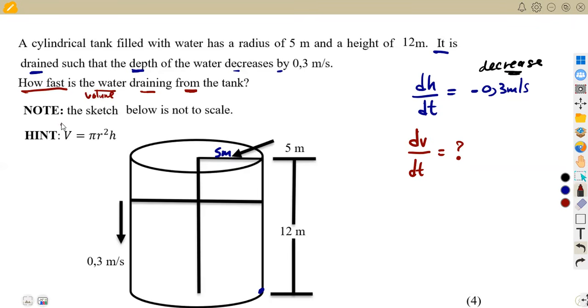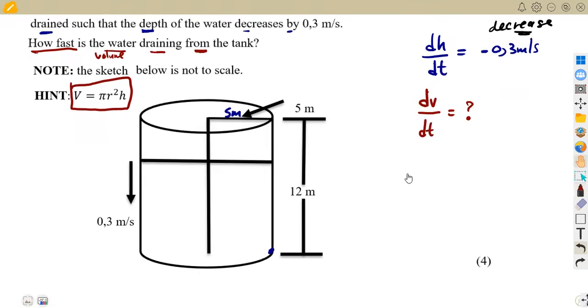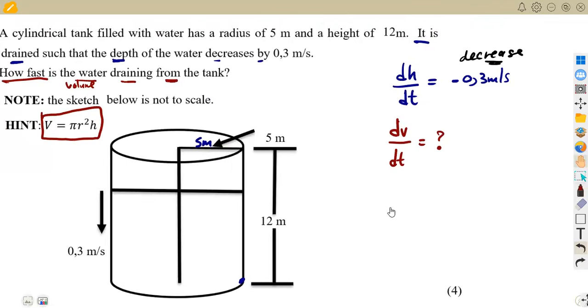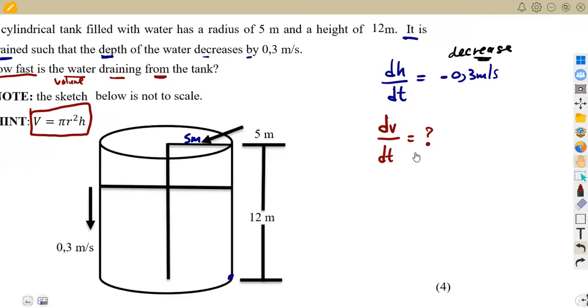The sketch is given, and we've got a hint here for the volume. We are given that the volume can be given. This is a volume of what? Of a cylinder, which is given as pi r squared h. All right, so this is what we have in this case. Just this information, they are done. So they want us to calculate how fast, which is dV/dt.